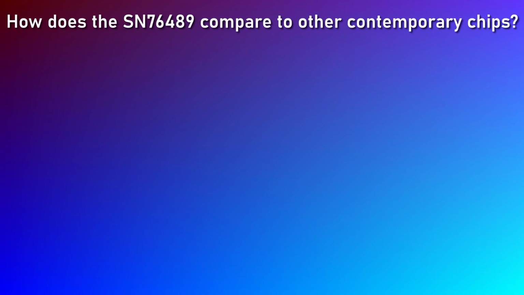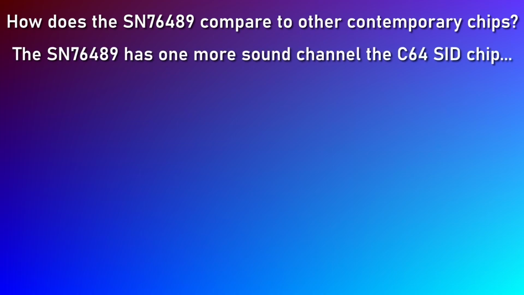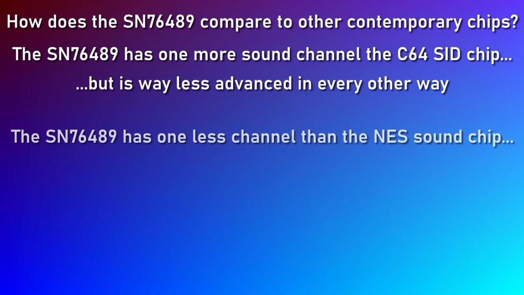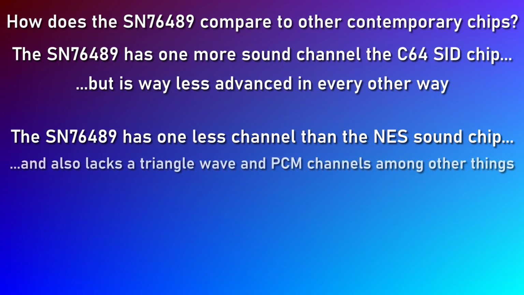If we compare it to, say, the SID chip in the Commodore 64, the 489 has one more sound channel than the SID chip. But that doesn't tell the whole story. Most importantly, the SID chip is a vastly more capable chip with great synthesis capabilities that the SN here lacks. If we compare it to the NES's sound chip, the SN has fewer channels, fewer envelopes, and no PCM channel. It's not a bad chip, it's just a relatively simple and limited one. I mean, there's way worse out there, believe me.